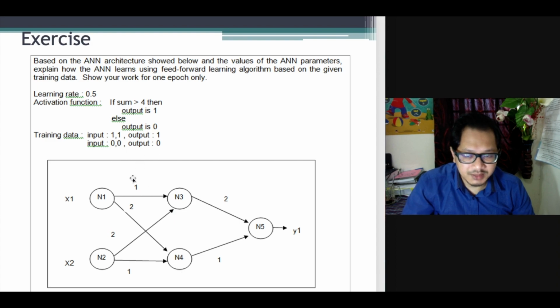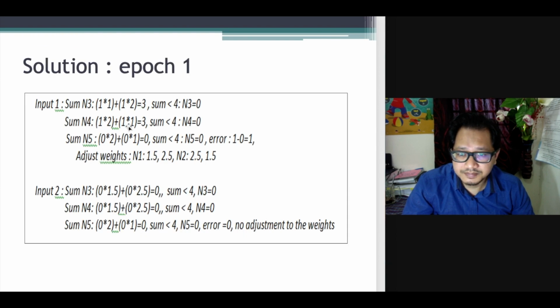Okay, input dia still sama, 1, 1. Tapi dia punya weight dia 2 dan 1. Kita tengok sini, 2, 1 weight dia. And then dia punya input dia still sama, 1, 1. So kita akan dapat 3, dia punya output. Okay, dia punya summation lah.